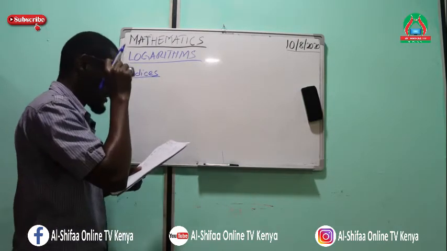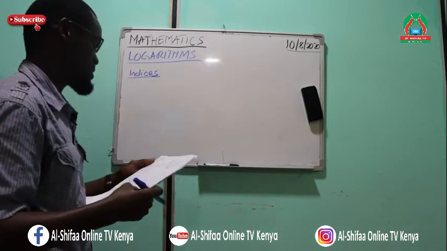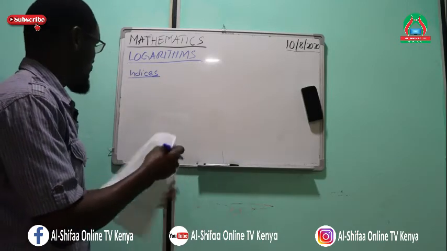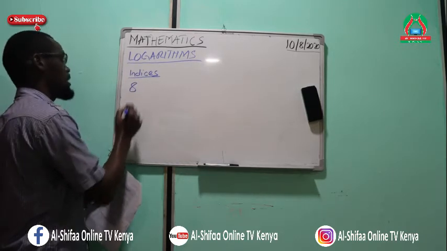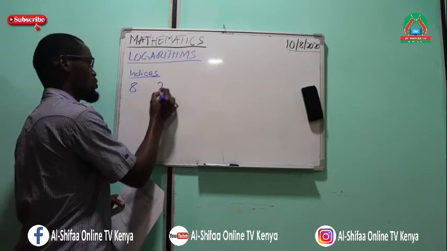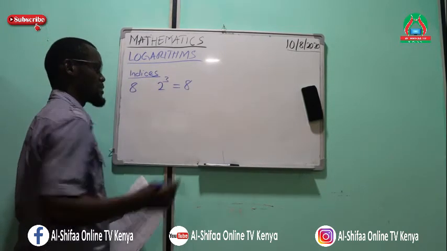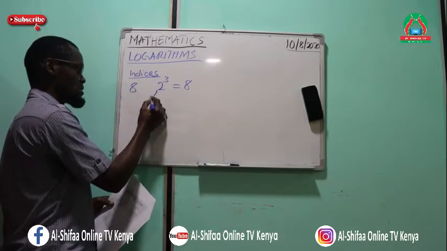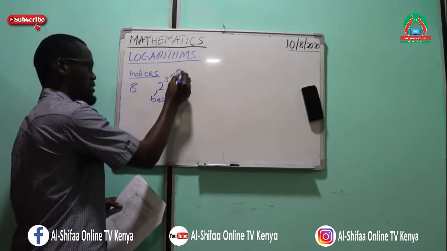When we ask ourselves what are indices, these are numbers or expressions which are written in a certain form. For example, 8 can be expressed in the form of 2 power 3, which is equivalent to 8. We call this 2 the base, then 3 is the exponent.